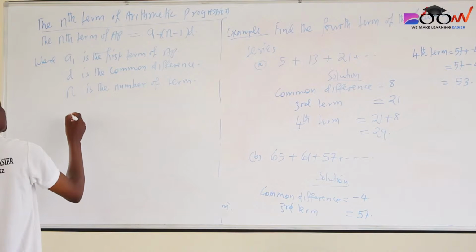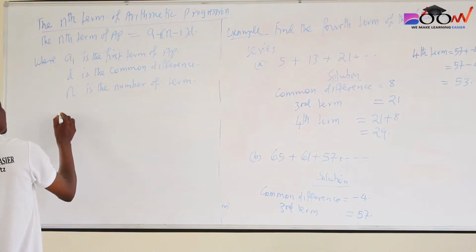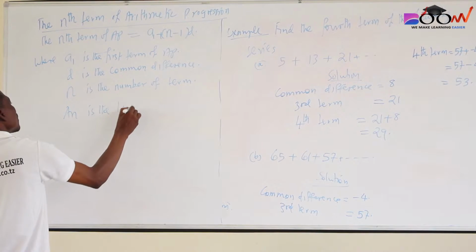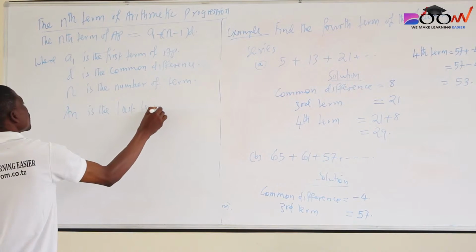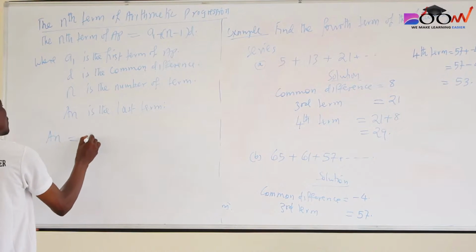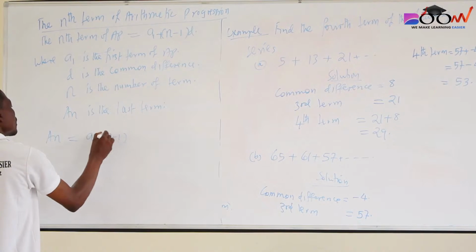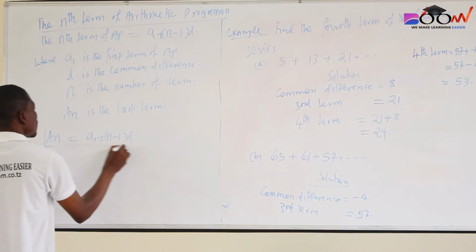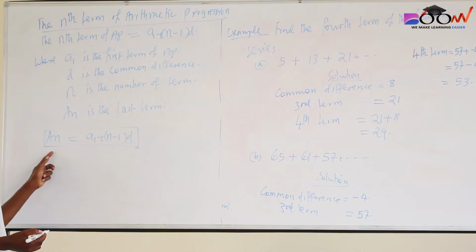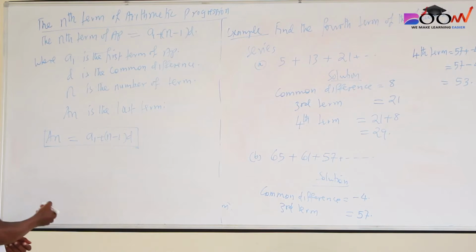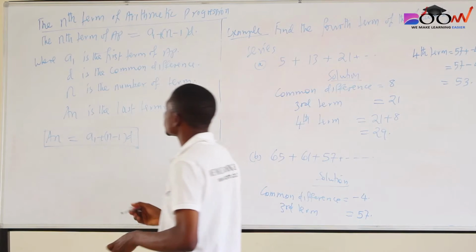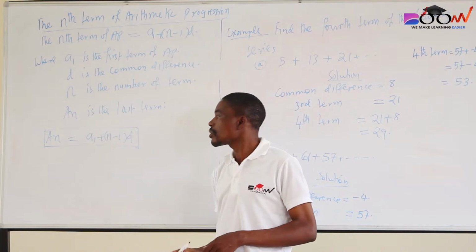And what we now call an, when they use it, an is the last term. From that, an is equal to a1 plus n minus 1 times d. This is the nth term. an means the nth term of an arithmetic progression. Therefore, we use this when we talk about the last term of a certain series.